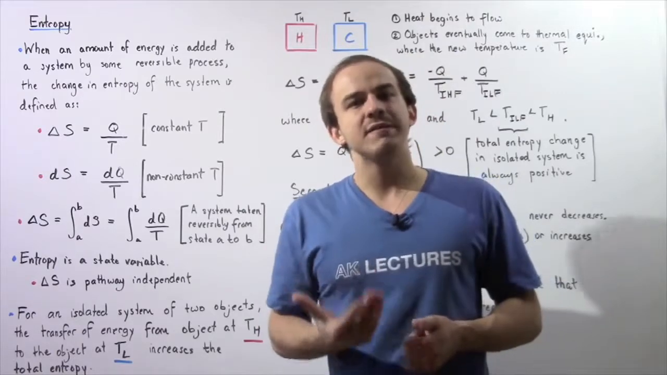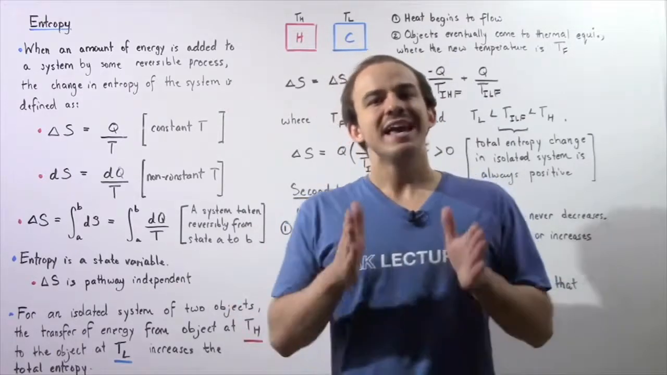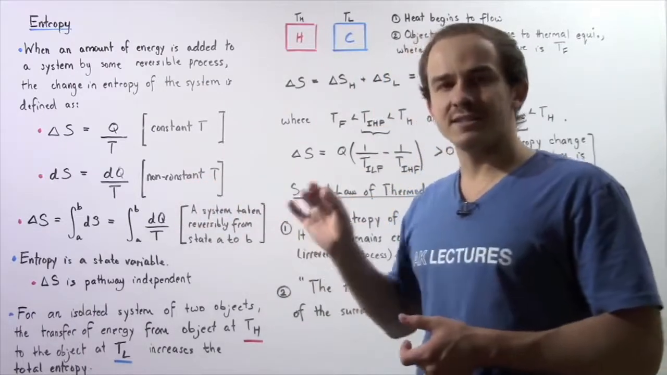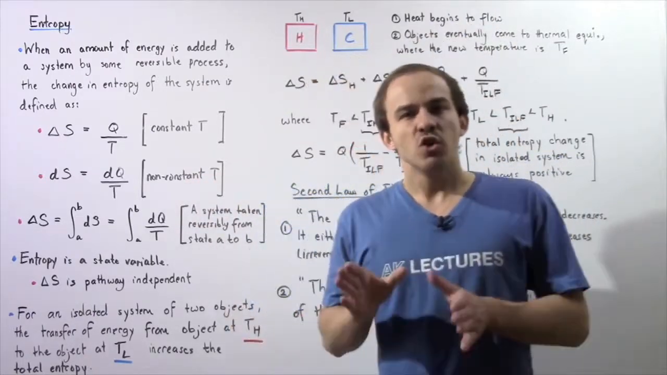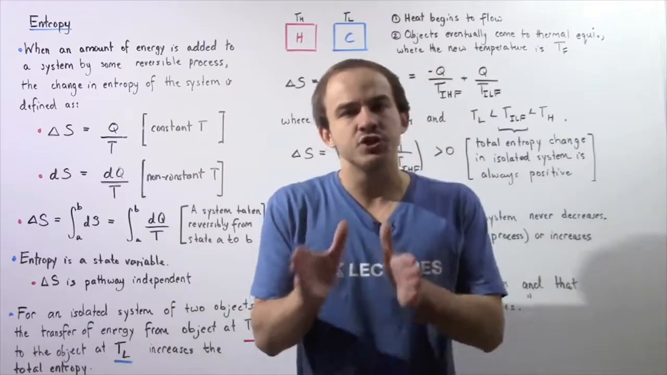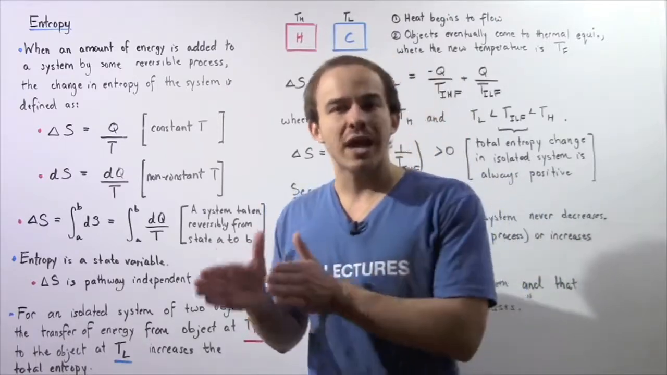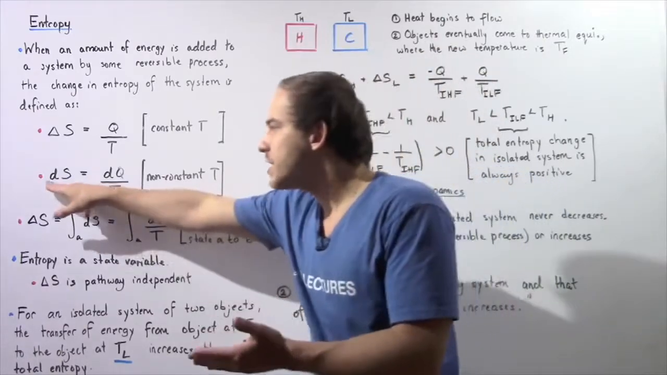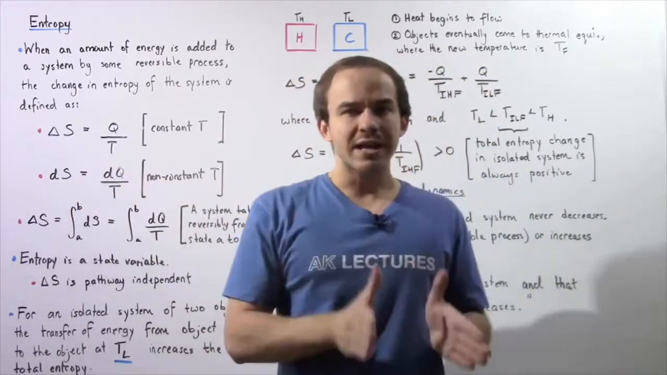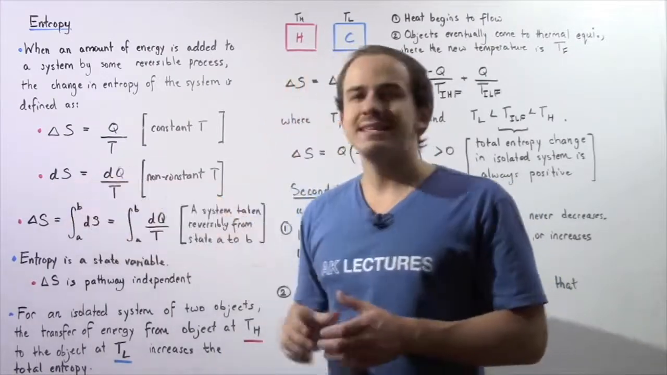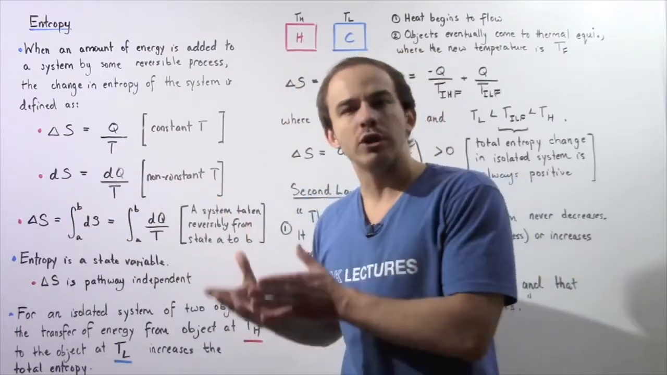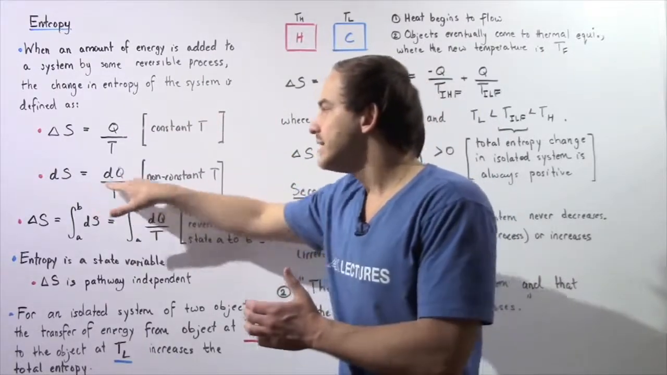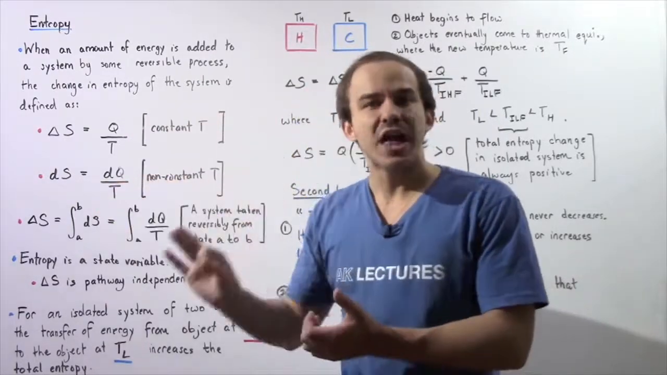Now, what happens if the temperature during the process is not constant? If we're dealing with a non-constant temperature, that means we have to talk about infinitely small changes in our entropy. So at that particular moment in time, the infinitely small change in our entropy, dS, is equal to the infinitely small change in our energy that flows into our system, dQ, divided by the temperature at that instant in time.